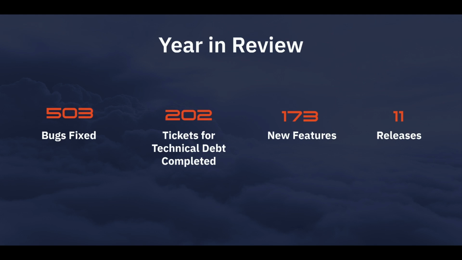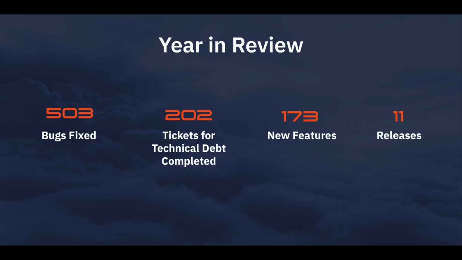So these are things like fixing a bug that no one's reported yet, but we happen to notice, or upgrading a library because we're concerned there may be a security vulnerability, or just cleaning up code so it's easier for the next developer to add that great new feature. And we've added 173 new features. So probably everyone in this room has used one of the new features that we've added in the last 12 months. We've also managed to do 11 releases in that time.